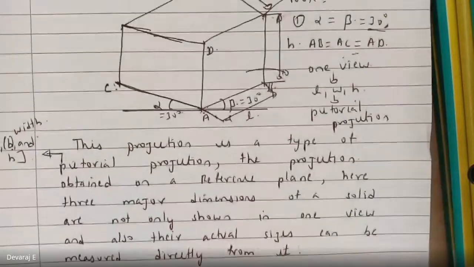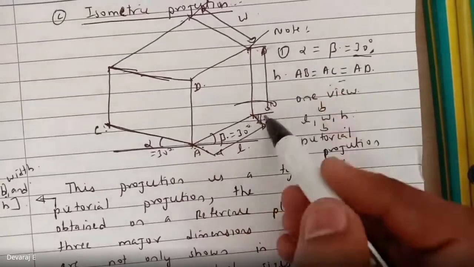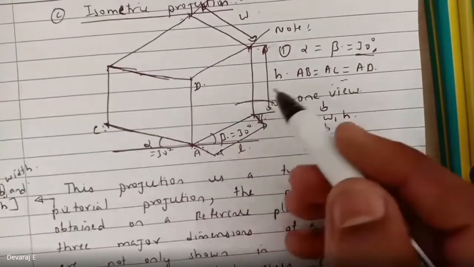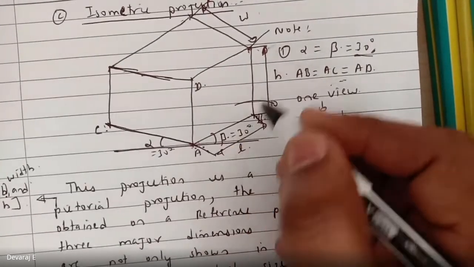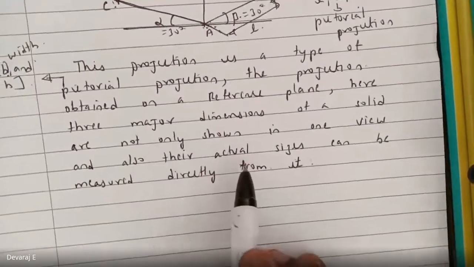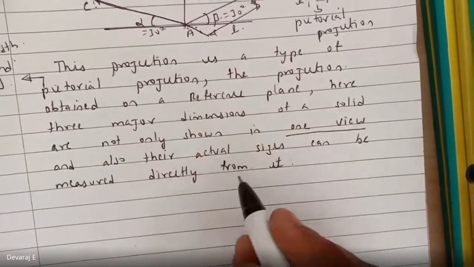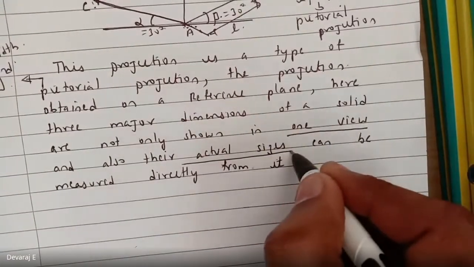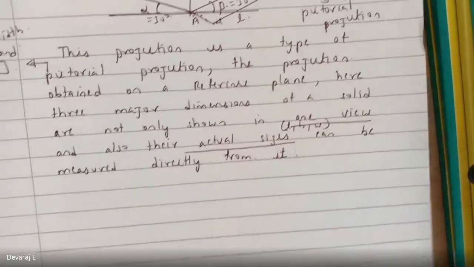See, we can see the three dimensions, that is your length, height and width, and also we can measure and calculate the dimensions of length, height, width in a single view. Okay, students, that is the meaning. It is not only showing the one view, and we can measure the actual sizes, that is your length, height and width. So everyone is clear? Yes, sir.